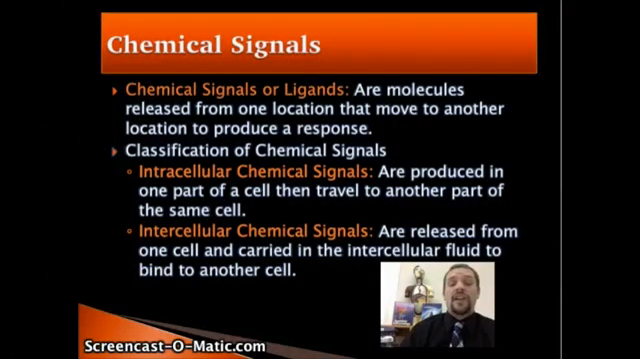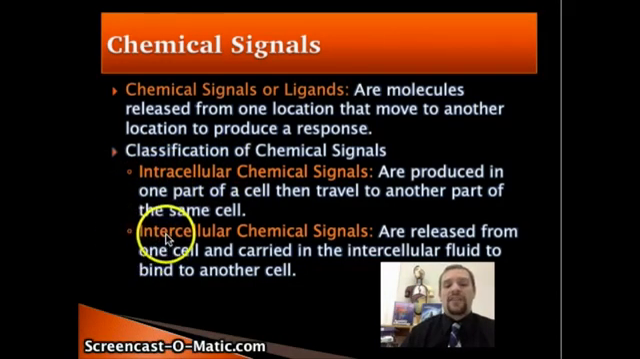The major way in which the endocrine system works and operates is through chemical signals. These chemical signals, or ligands, are basically molecules that are released from one location and move to another location to produce a response. Chemical signals are broken down into two major classifications: intracellular chemical signals or intercellular chemical signals. Again, you're going to want to know the difference between intracellular and intercellular. Intracellular chemical signals are produced from one part of the cell and travel to another part of that same cell. So these stay within that one cell.